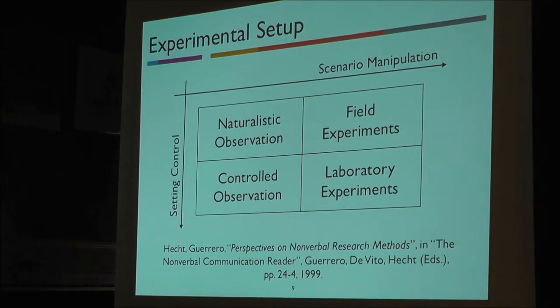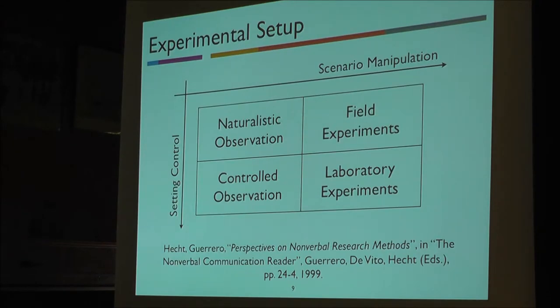And the other is the control of the setting. Control of the setting means you can tightly control the conditions around the interaction, or you can leave this totally uncontrolled. According to how your experiment is located along these two axes, you get different types of experiment. So we have naturalistic observation, where you don't control the setting, so you go to see things where they actually happen, and you do not control the scenario.